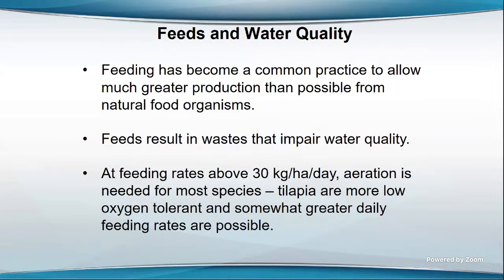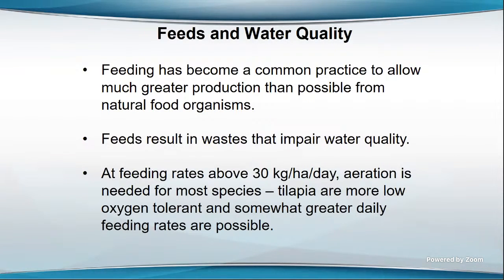Aquaculture has really become a production method for animal protein that's based mostly on the application of feeds. So feeding has become a very common practice to allow greater production than possible from natural food organisms. And this feed, even though it greatly increases production, is not all used by the fish. A relatively small amount of it is actually used by the fish, because that feed that goes in is mostly dry matter. It's about 90% dry matter. And the fish that you take out is only about 25% dry matter.